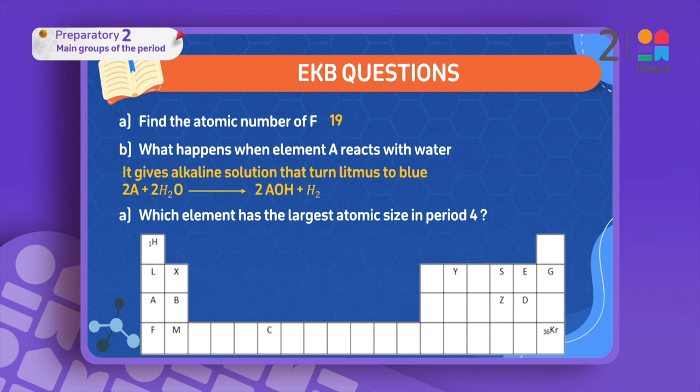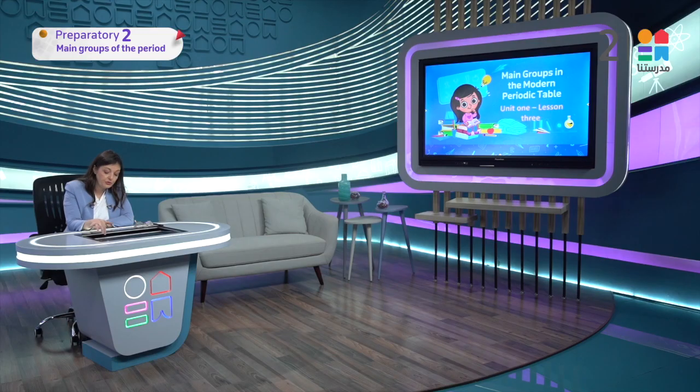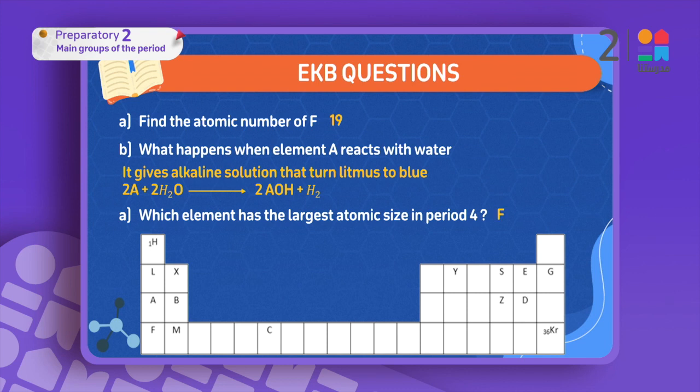The last question: which element has the largest atomic size in period 4? In period 4, the biggest size will be in the element at the beginning of the period, which is F.